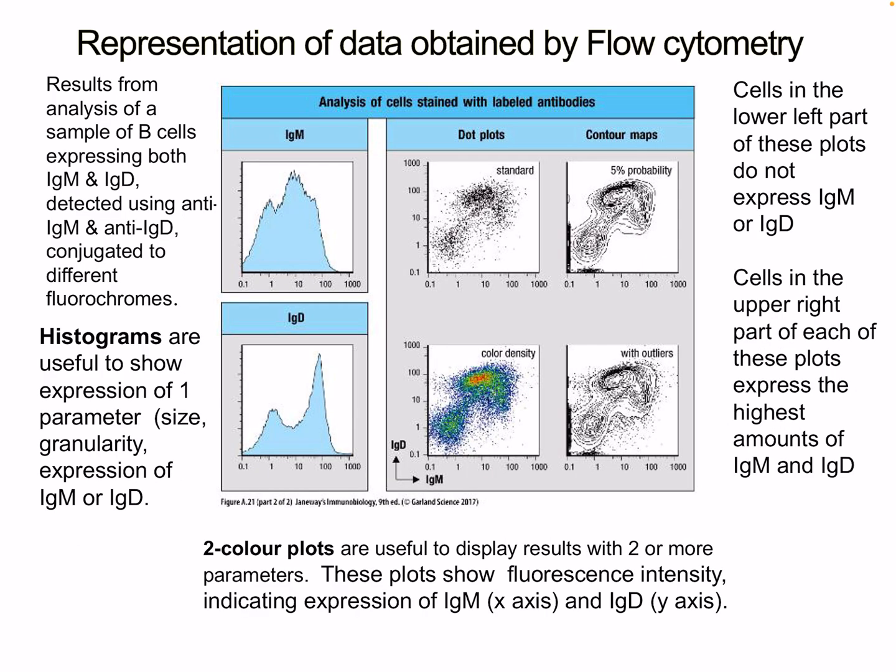So this is a representation of data obtained by flow cytometry. These are results from analysis of a sample of B cells expressing both IgM and IgD, detected using anti-IgM and anti-IgD conjugated to different fluorochromes. We have histograms, which are useful to show the expression of one parameter, either size, granularity, or expression of IgD or IgM. Then we have our two color plots, which are useful to display results with two or more parameters. These plots show fluorescent intensity, indicating the expression of IgM on the x-axis and IgD on the y-axis.